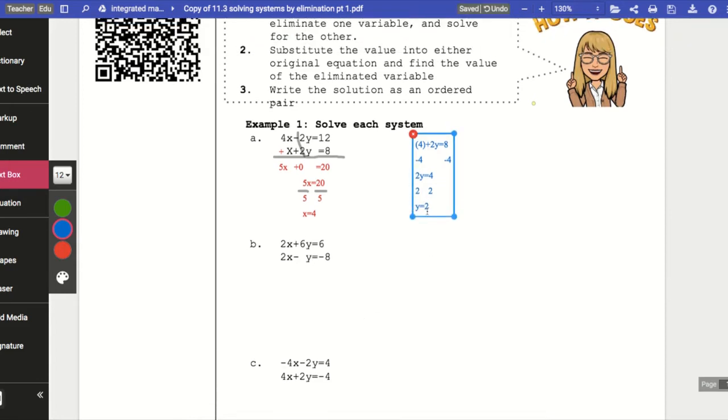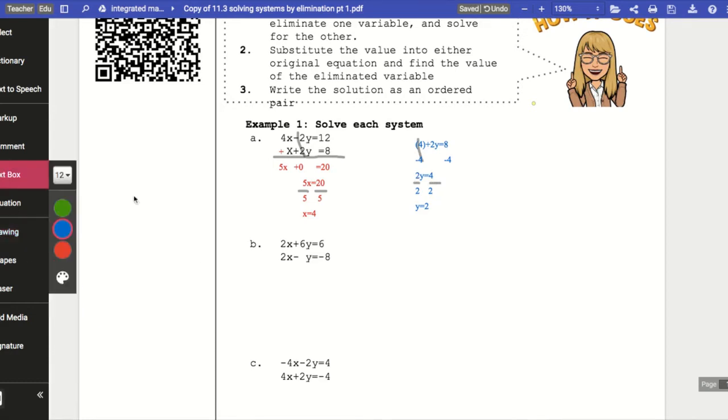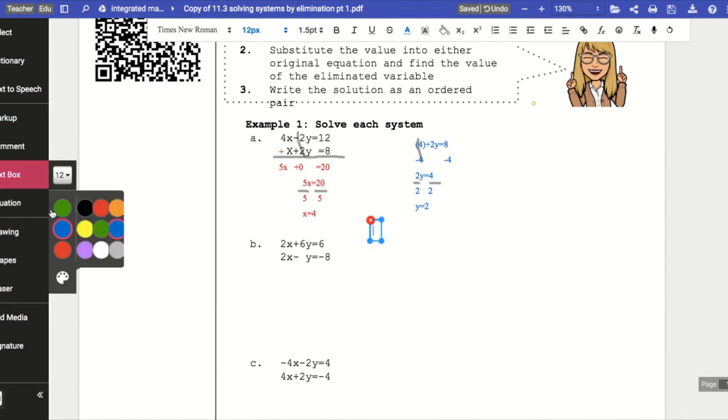So now I have my x value, I have my y value. I'm getting ready to make sure that I have a solution. So our solution, remember, is the x and the y coordinate together. So my answer is just going to be the point (4, 2).